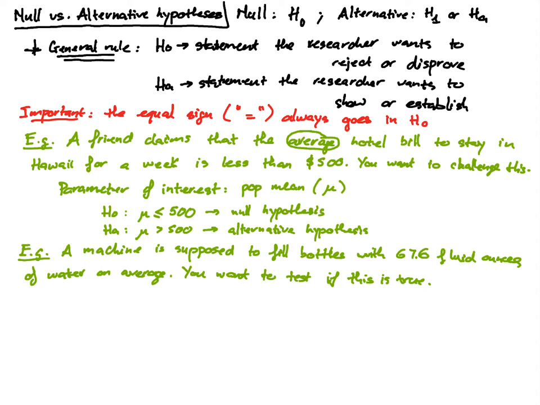Again, the first thing you want to do here is to identify the parameter of interest. The keyword here again is the word average, and so your parameter of interest is the population mean, right? Now, in this problem, you don't care if the value of the mean is greater than 67.6 or lower than 67.6. You just want to test to see whether it is equal to 67.6.